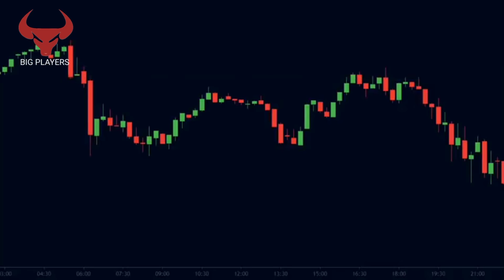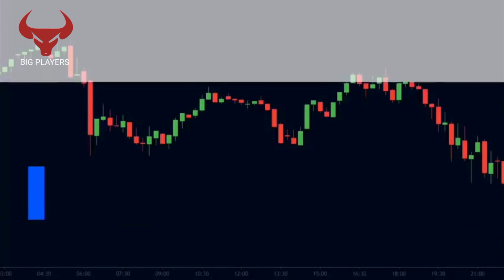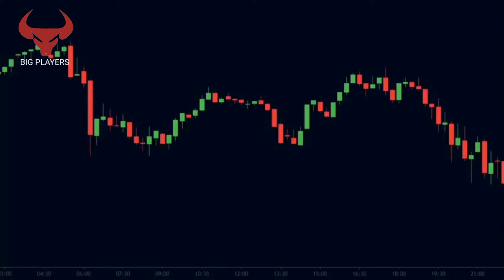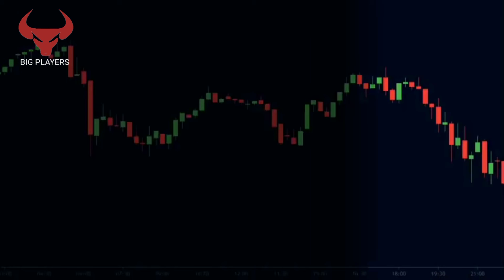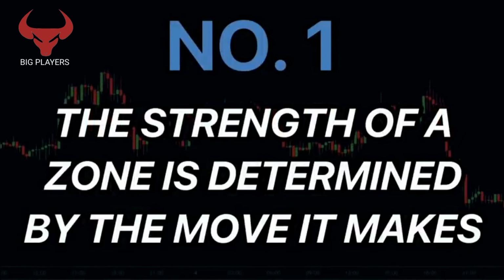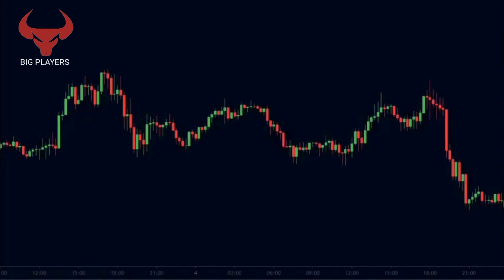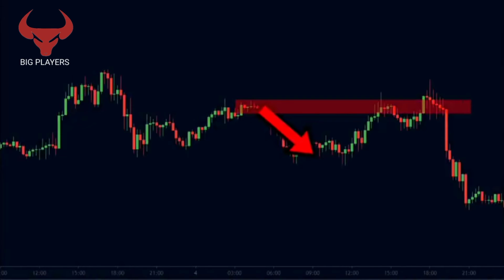At this point, I must point out that all supply and demand zones are not equal. Some are stronger than the others. Strong zones have the following characteristics. Number 1. The strength of a zone is determined by the move it makes. Zones with a big and strong move will be more powerful than the zones with smaller moves.